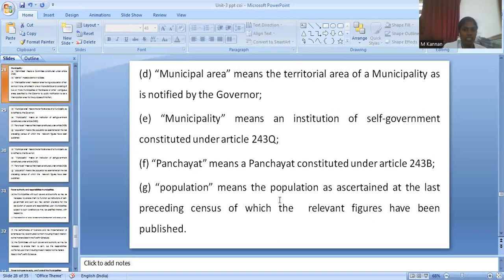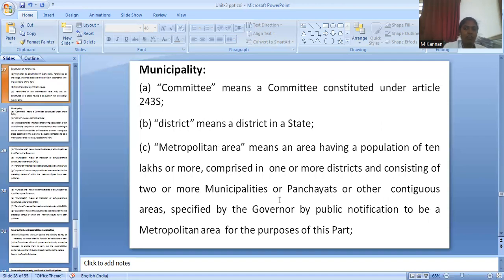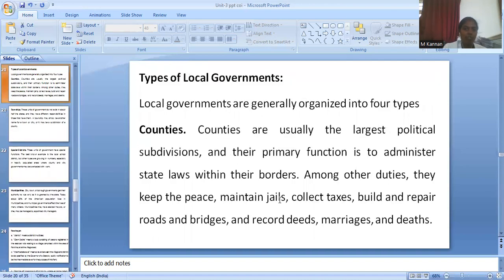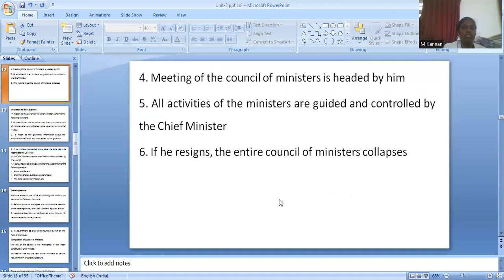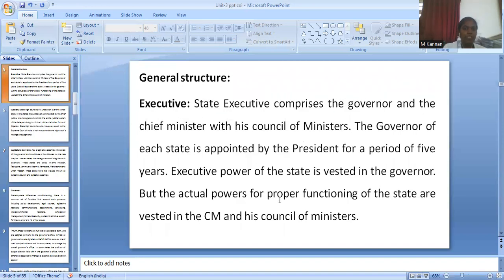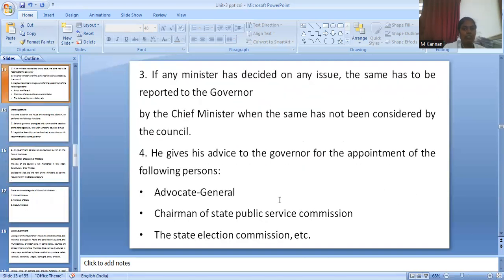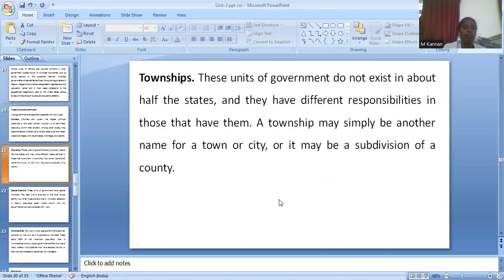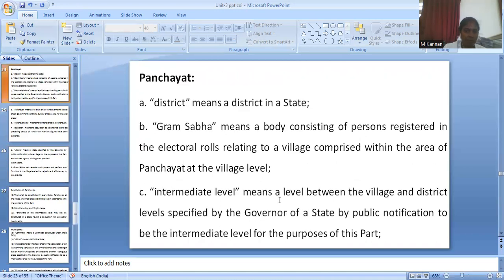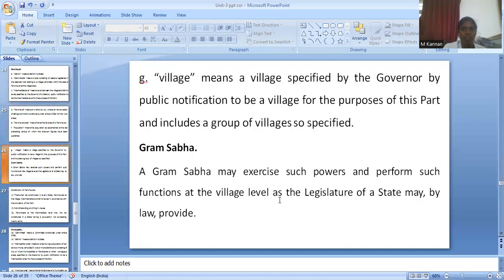So that's all about the structure of state government and local government. Regarding the structure of the state government, it mainly comprises the executive, judiciary and legislature. And regarding the structure of local government, it mainly comprises counties, townships, special districts, municipalities, panchayat, gram sabha, etc.